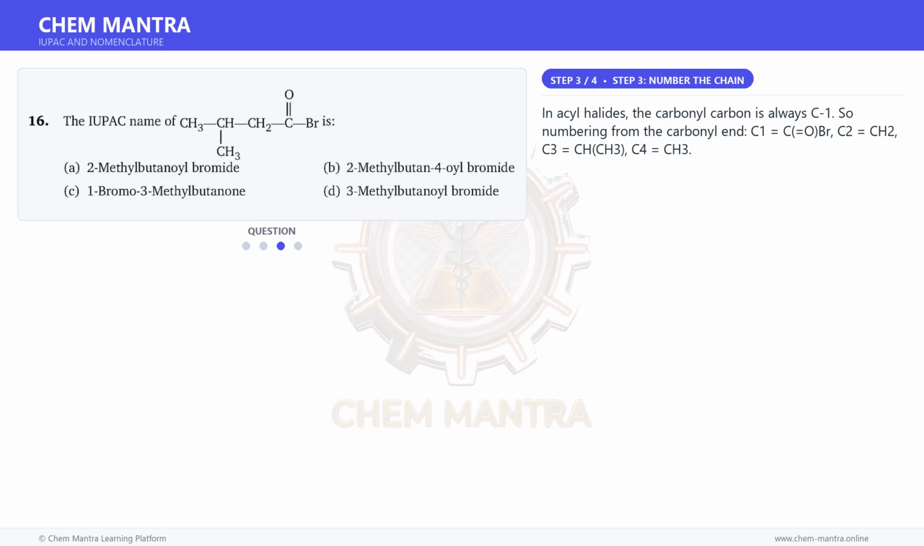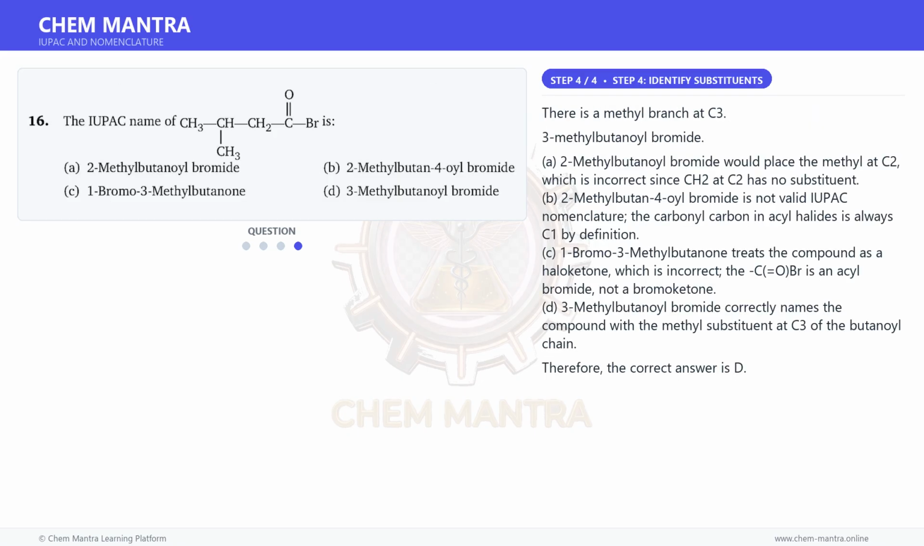In acyl halides, the carbonyl carbon is always C1. So numbering from the carbonyl end, C1 is the C=O, Br, C2 is CH2, C3 is CH, CH3, C4 is CH3. And for the final step, there is a methyl branch at C3.